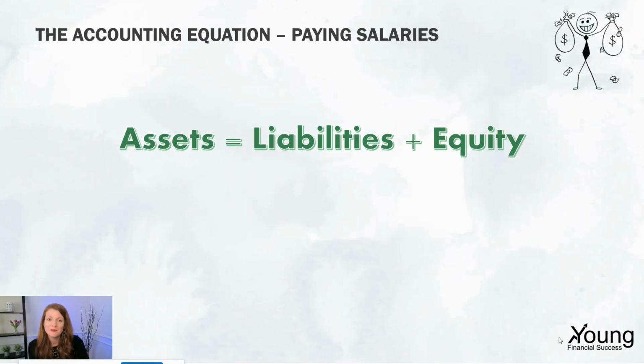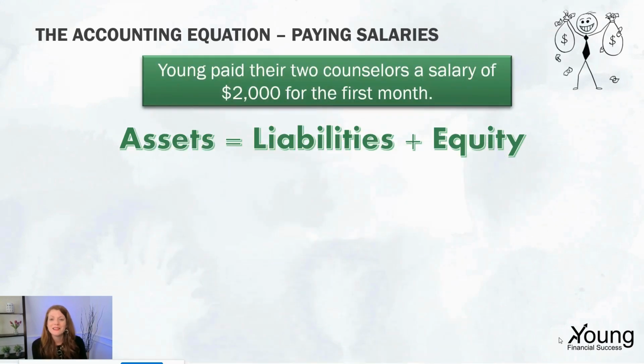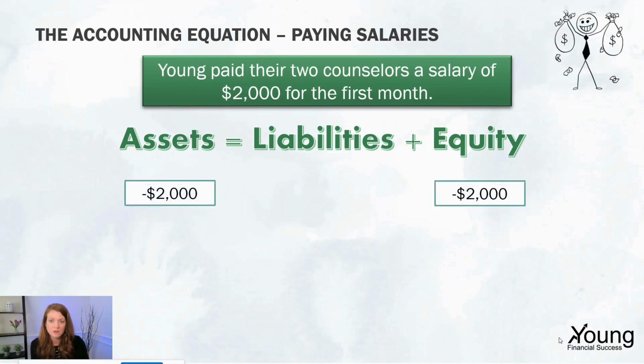All right, now it's time to pay some salaries. So we see that Young paid their 2 counselors a total salary of $2,000 for the first month. So they already paid them. So that means we're going to show cash leaving. Even if it was a check or it was direct deposit, it doesn't matter because we're still going to show it as cash. Anything that has to do with the bank account decreasing, we show as cash.